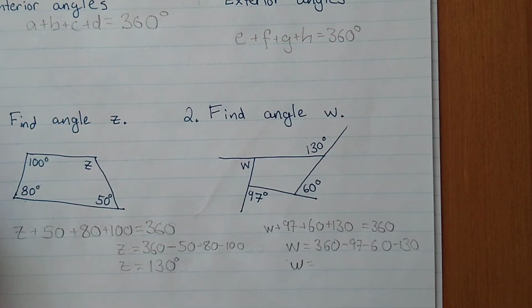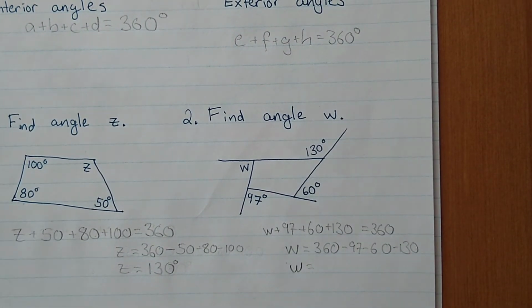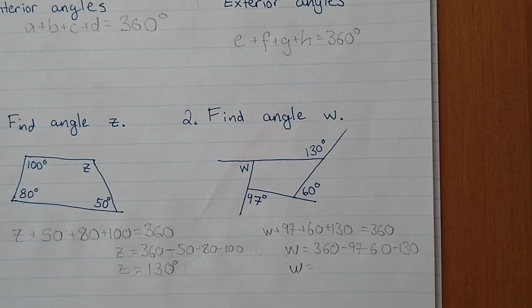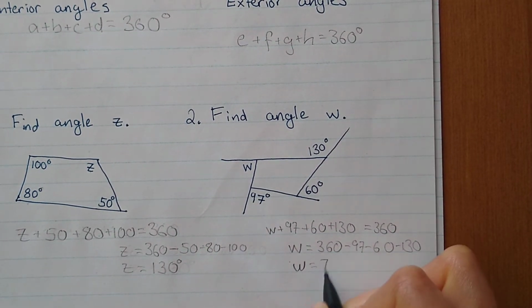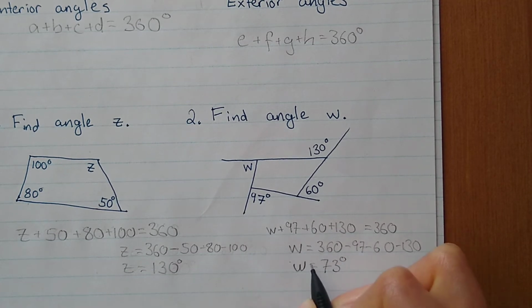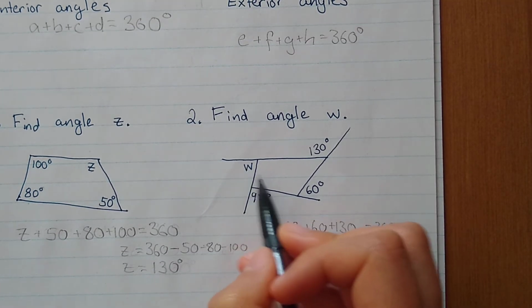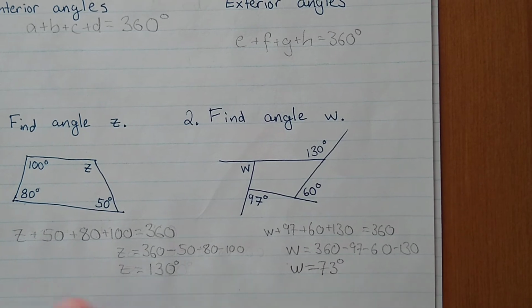So 360 minus 97 minus 60 minus 130 is 73. So this angle here is 73 degrees.